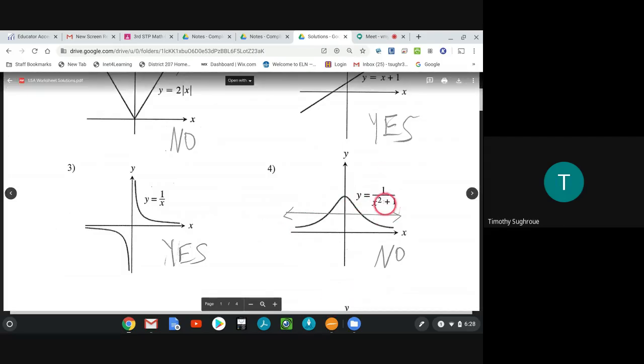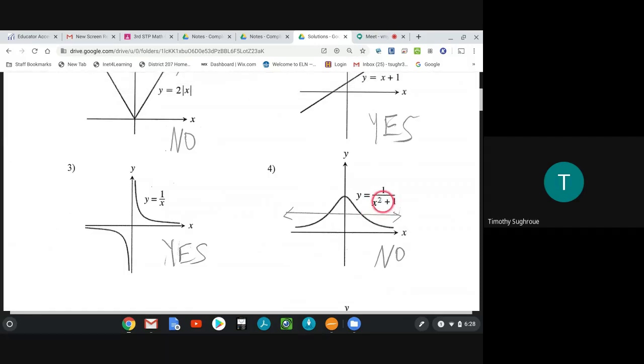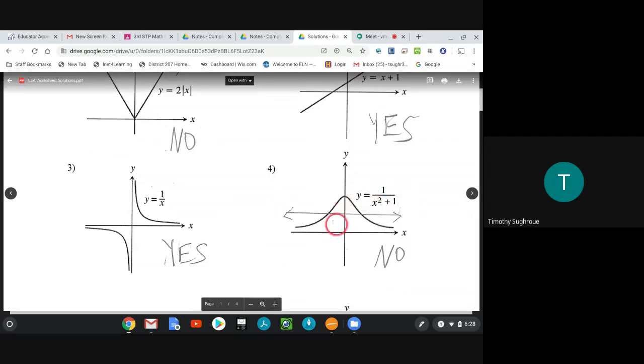Y equals 1 over x squared plus 1. Notice this x squared plus 1 gives you this bell-shaped curve. We're going to see this graph quite a bit in later chapters. Remember that this does not have a vertical asymptote because x squared plus 1 can't ever equal 0. As a matter of fact, if you plug 0 in, you get 1 out. So this is a graph that we're going to see a lot. It's this bell-shaped curve graph.